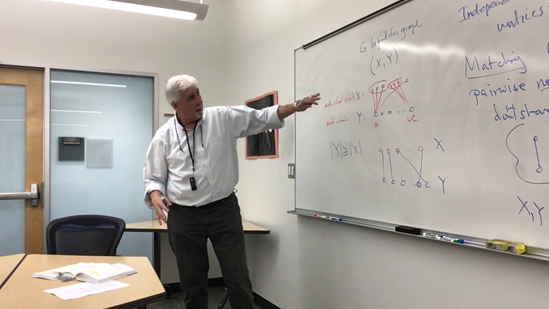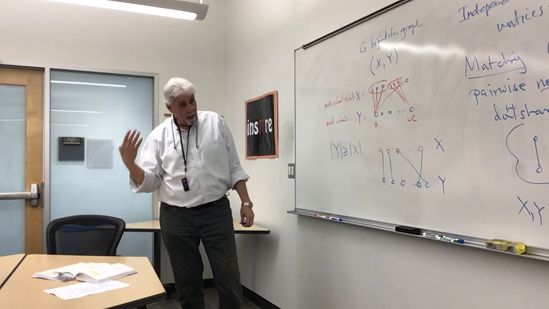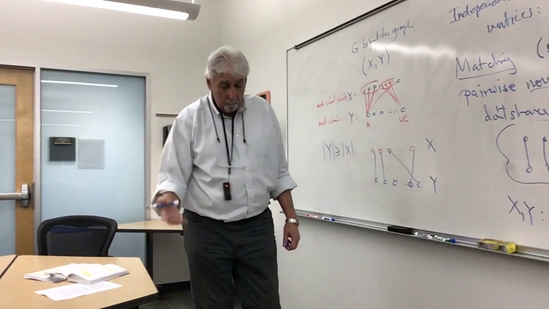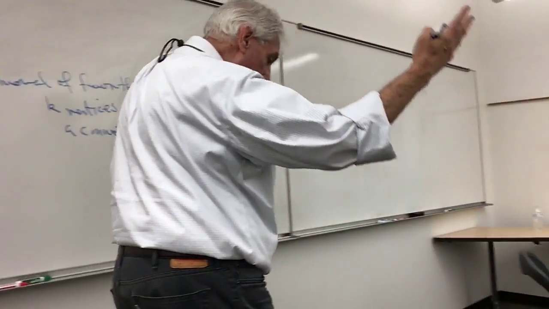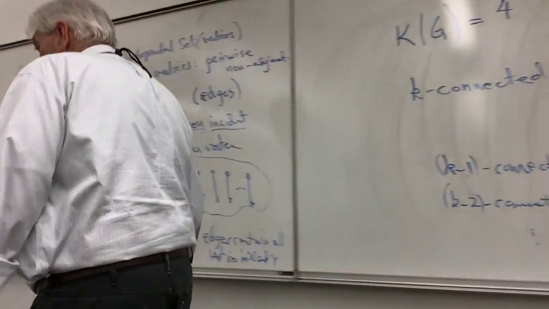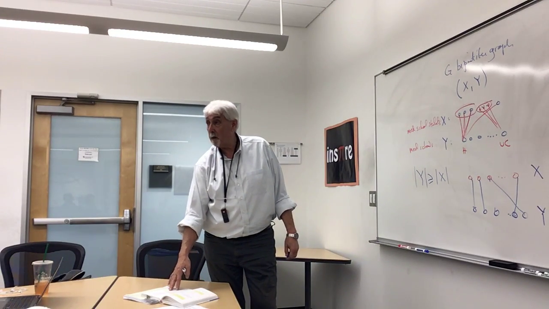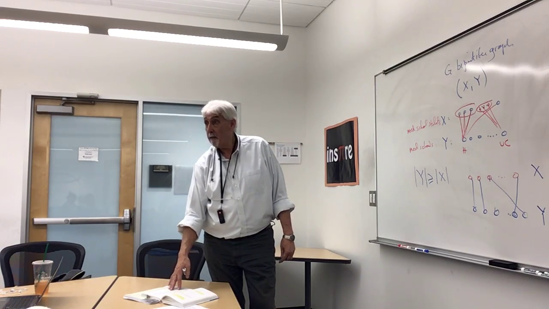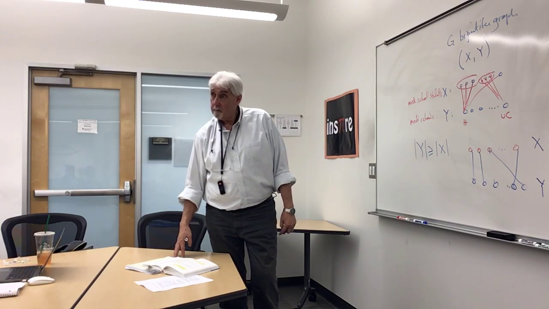So let's put the hospital example, the medical school example, aside for a second. I'm just looking at a graph and I want to find a perfect matching, which perfectly matches all the elements in X to all the elements in Y. So if there's a perfect matching, then the order of X must equal the order of Y. That's just obvious.